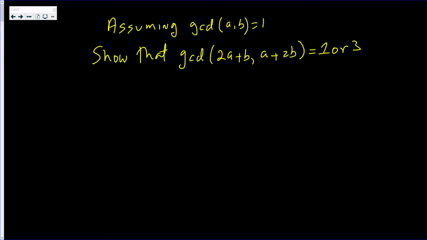In this video, assuming that the GCD of A and B equals 1, we want to show that the GCD of 2a plus b and a plus 2b is either 1 or 3.